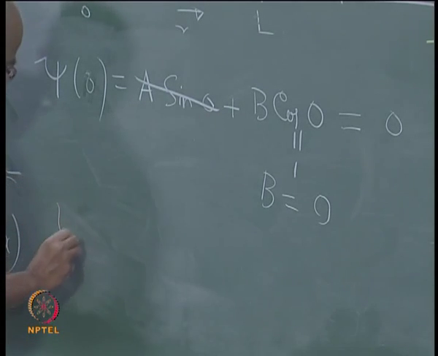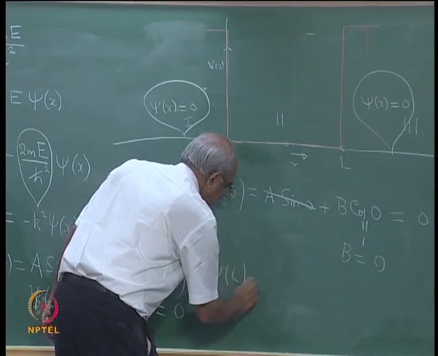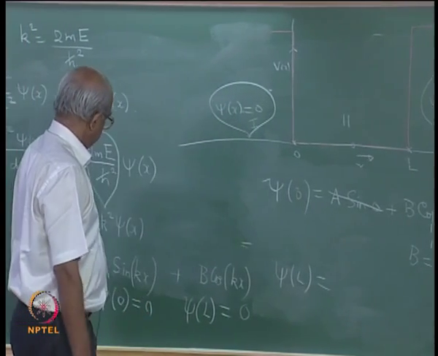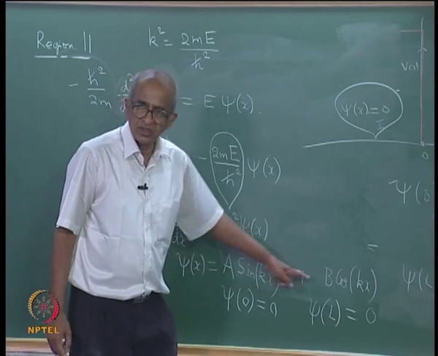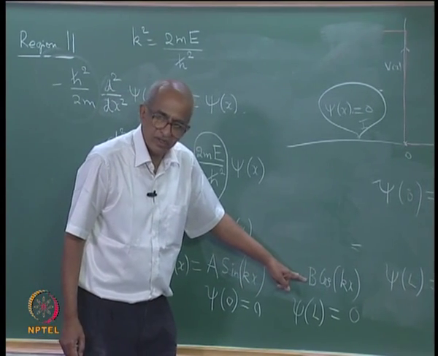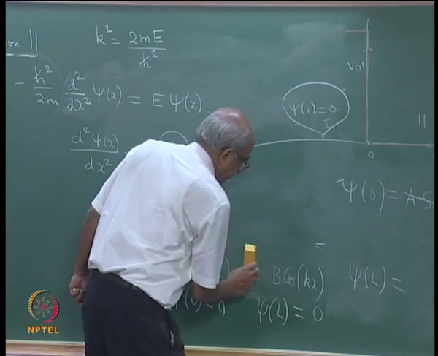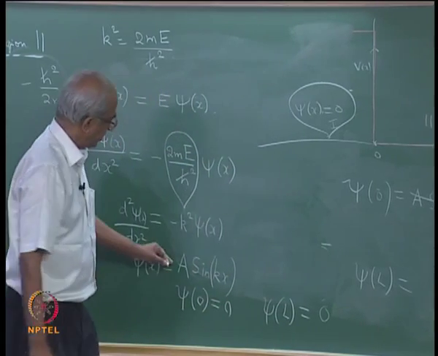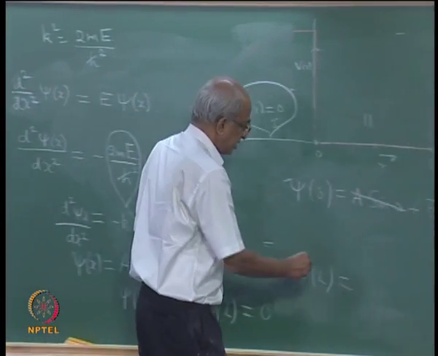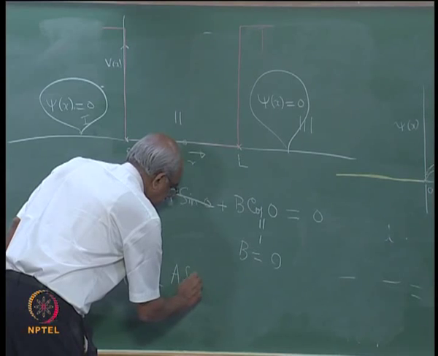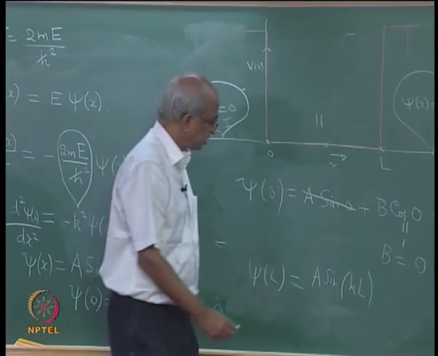Then psi at x equal to L. This is the general form of my function, but now I have found that in order to satisfy my first boundary condition, b must be 0. So, let me put b equal to 0, this term goes, and that is my function now. And in there, if I put x is equal to L, what will be the answer? The answer is going to be a sin kL, and this must be equal to 0.